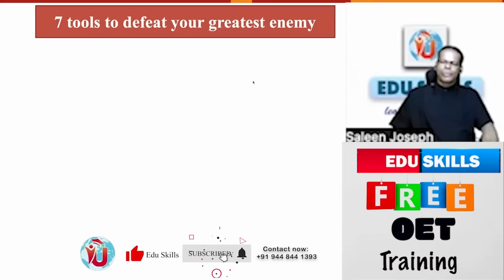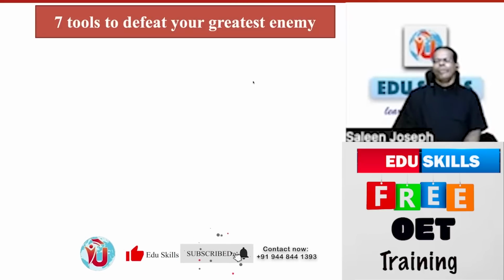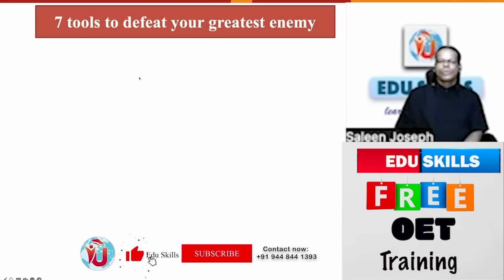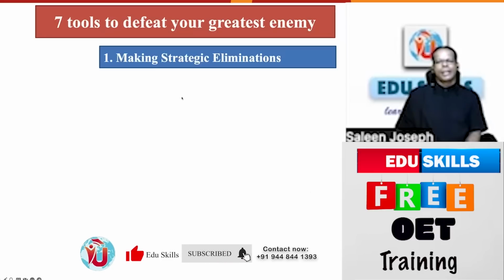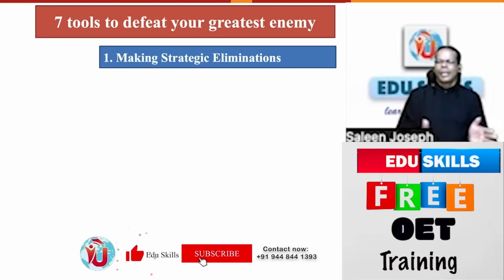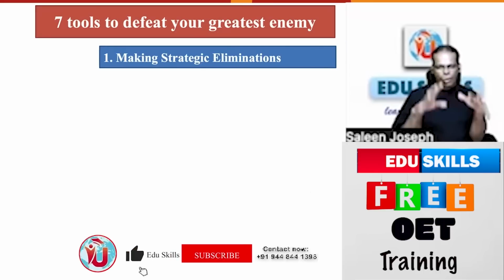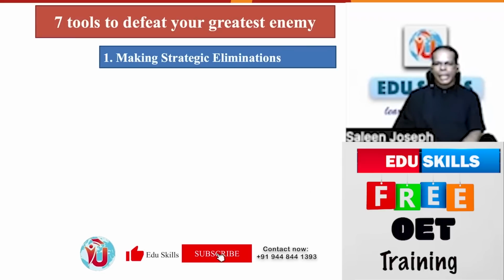Time. If somebody is giving you, instead of 60 minutes, 6 days to complete it, definitely everybody will complete. So the competency depends on defeating the time. So 7 tools to defeat your greatest enemy, that is time. Make strategic eliminations. There are strategic elimination methods. If you go to my YouTube channel, you will find all those 7 methods of elimination.